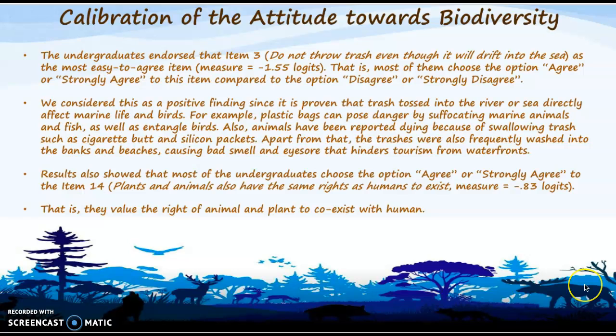So next, we do a calibration of the attitude towards biodiversity. The undergraduates endorse item 3 as the easiest to agree with, that is, most of them chose the option agree or strongly agree. We consider this a positive finding since it is proven that trash tossed into the river or sea directly affects marine life and birds.